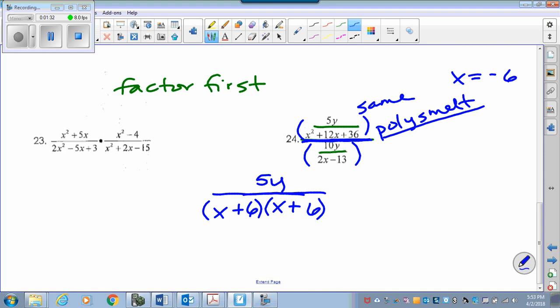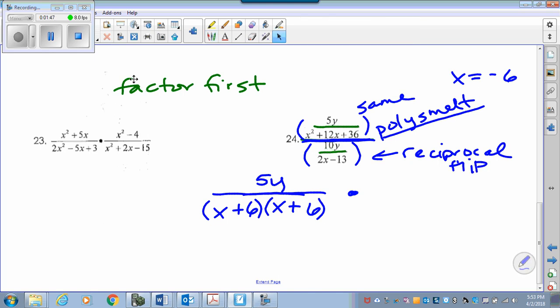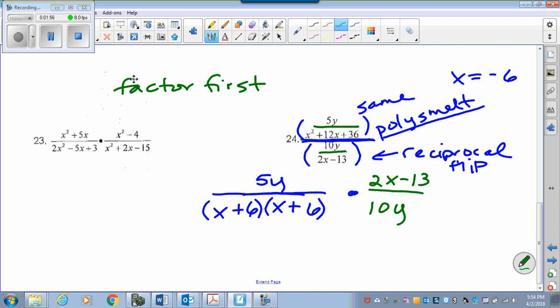Now, when I divide, I'm going to make that times the reciprocal of what you're dividing by. So we're going to flip it. So that will be times, and I'll have the 2x minus 13 all over 10y. I can't factor this because there's no common factor between 2 and 13. This is odd, that's even, so 2 doesn't go into it. That's a drag. It'd be so nice if one of these x plus 6's would cross out, but they don't.